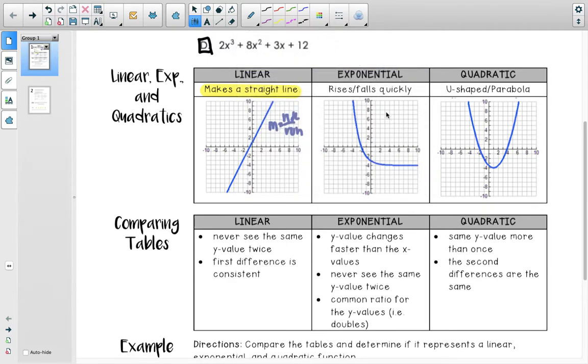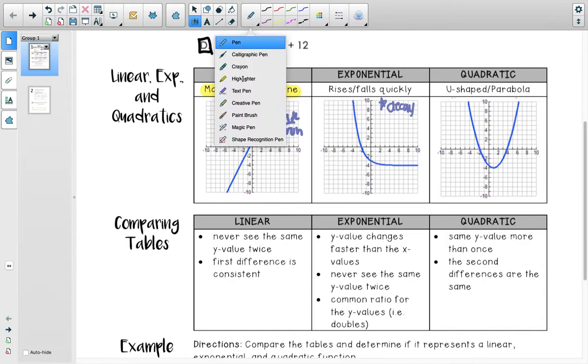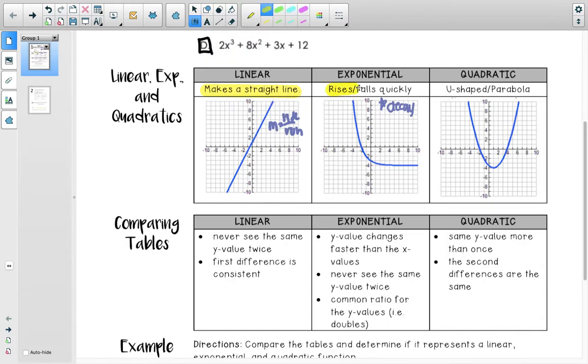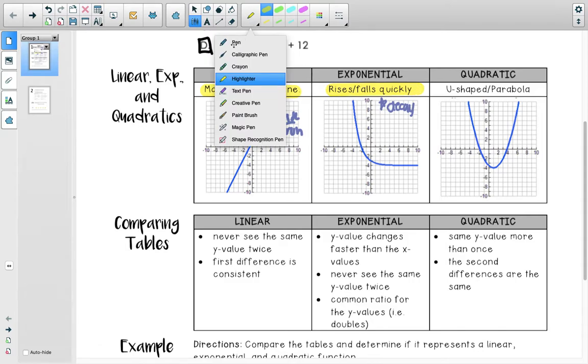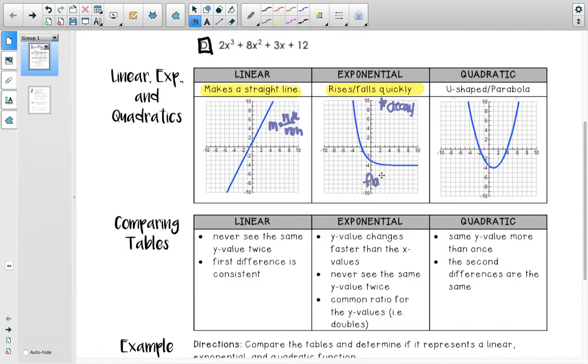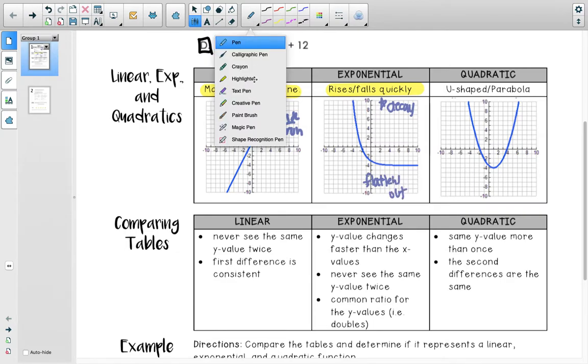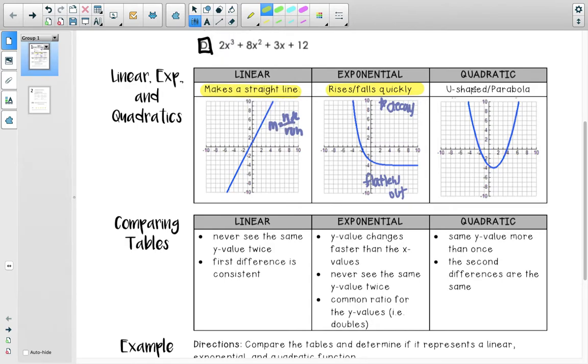Exponential, now this one right here is the decay, just to keep that in mind. It's going to grow really quickly or fall really quickly, so decay, and it kind of then flattens out. So if you notice, it flattens out, and that's because of that asymptote we talked about. And quadratic is that parabola. So if you know the vertex, you have things that are symmetric to each other. So those are just some little characteristics we can talk about.